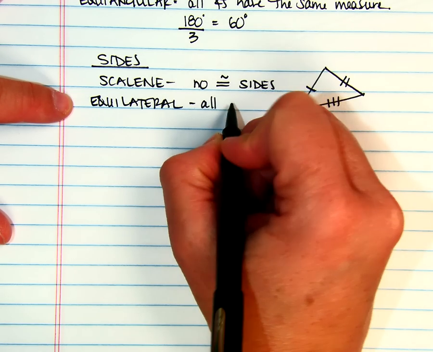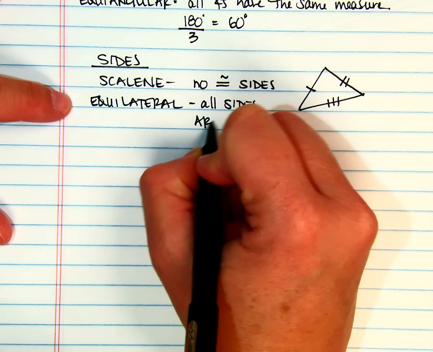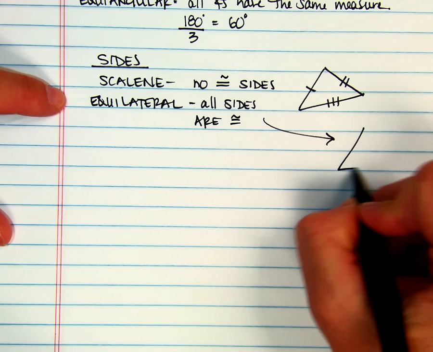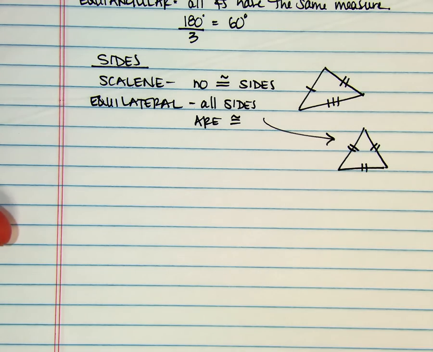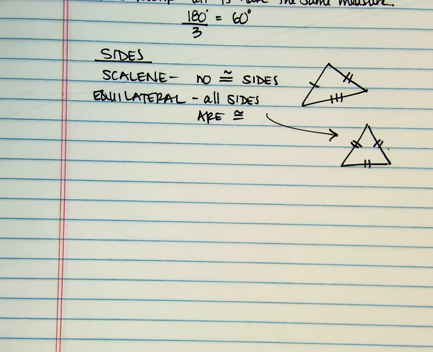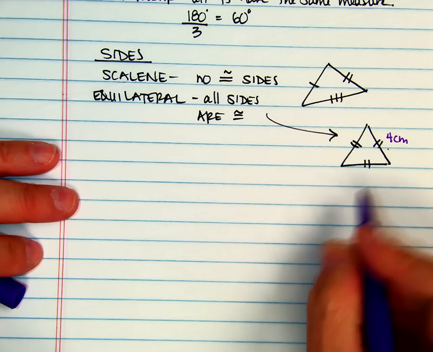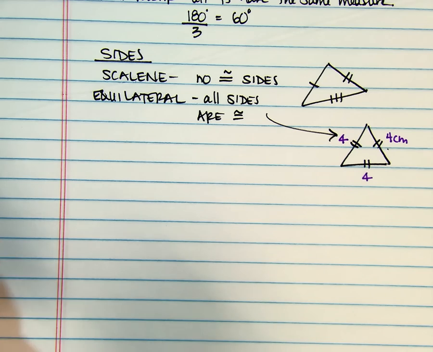which means that all sides are congruent. And that would look like something like that. So notice all the tick marks are exactly the same. So if I know that this is 4 centimeters, then I can fill in all the other ones of 4 as well.